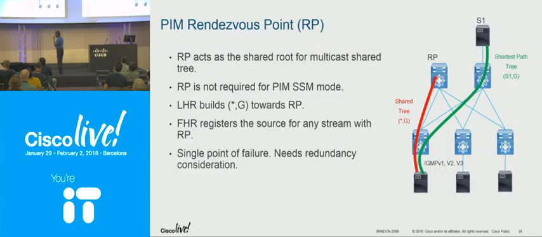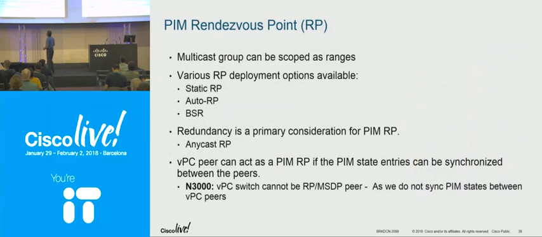So the rendezvous point, like I said, plays a very key role in any-source multicast. It acts as a middleman between the source and the receivers. It doesn't have any role at all in PIM SSM. There are different ways of deploying a rendezvous point: static or dynamic, with two ways of dynamically deploying. One is auto RP and the other one is BSR. All these modes are available in Nexus OS. Depending on the requirement, we might change this. Redundancy is one of the considerations for the rendezvous point, and Anycast rendezvous point is also supported in Nexus switches.